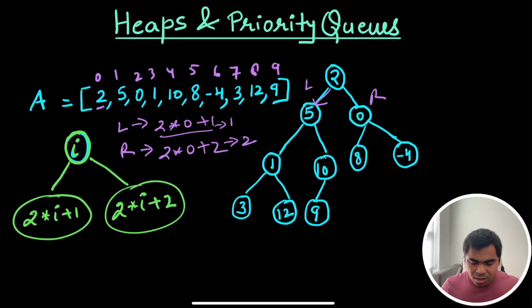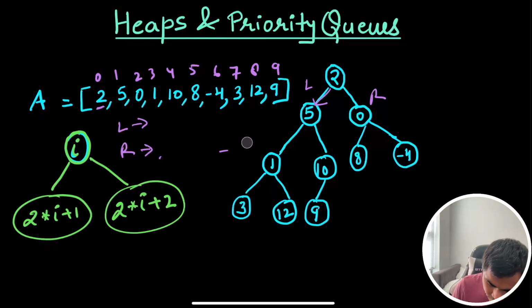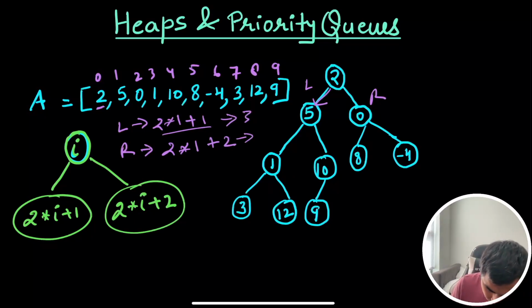In the same way we can do it for 5. 5 is present at index 1, so where are its left child and right child going to be? We can do the same calculation. I'm just going to do one more, and then we know what we are actually trying to do. That will be 2 times 1 plus 1 and 2 times 1 plus 2. So this will give me 3, and 2 times 1 plus 2 is 4.